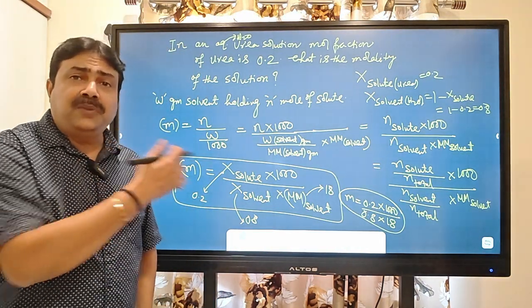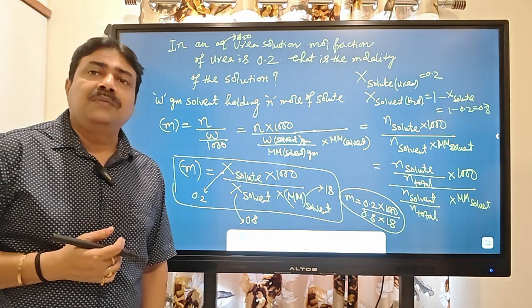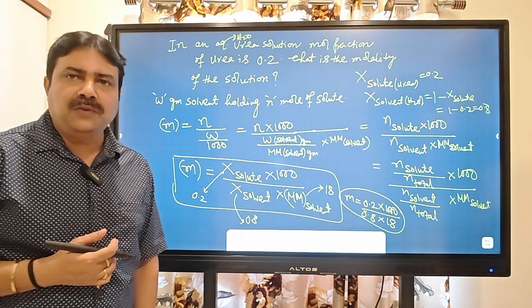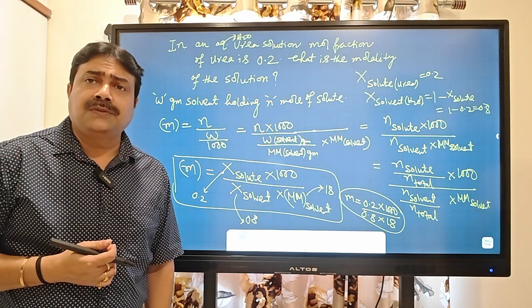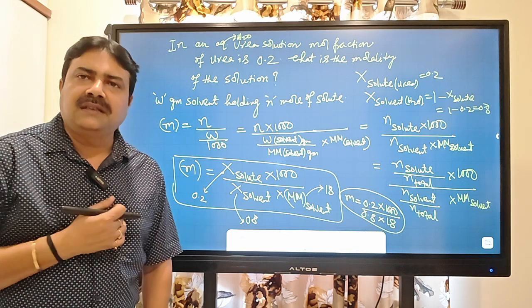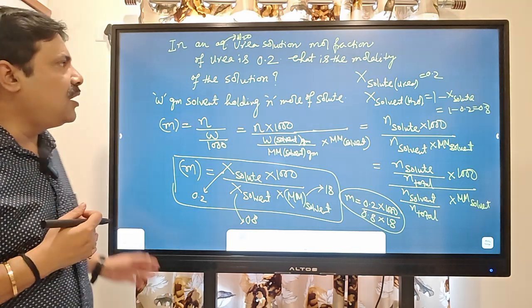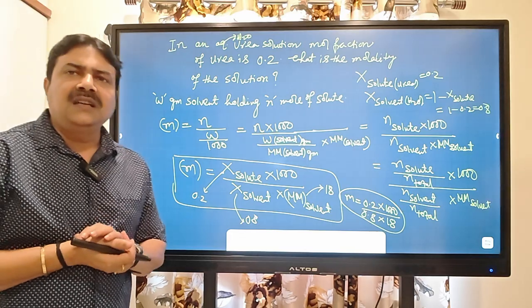So that is a very, very important idea, the molality in terms of mole fraction. What is the formula? Mole fraction of solute into 1000 by mole fraction of solvent into molar mass of solvent. Easily you can get it. First of all, look at how we derive this one. Okay, I hope everybody understood this point.